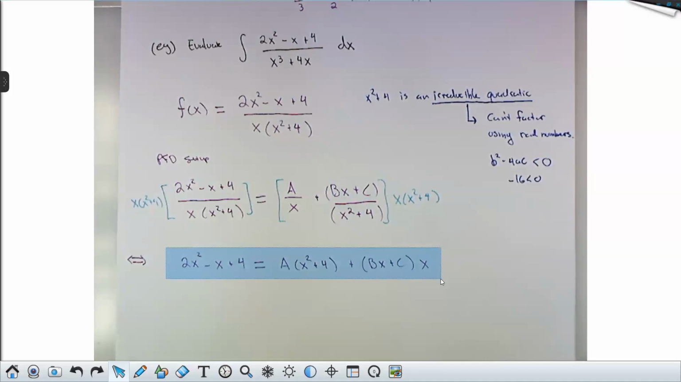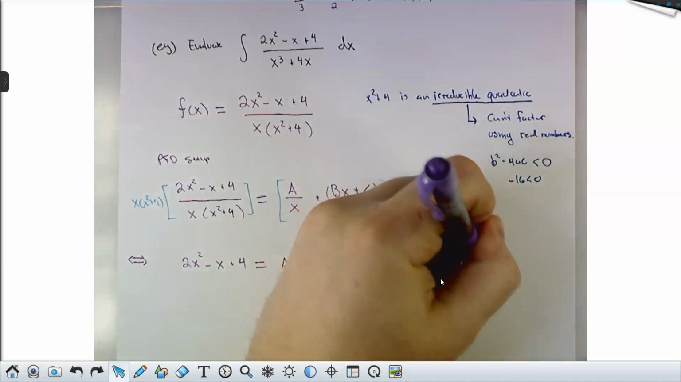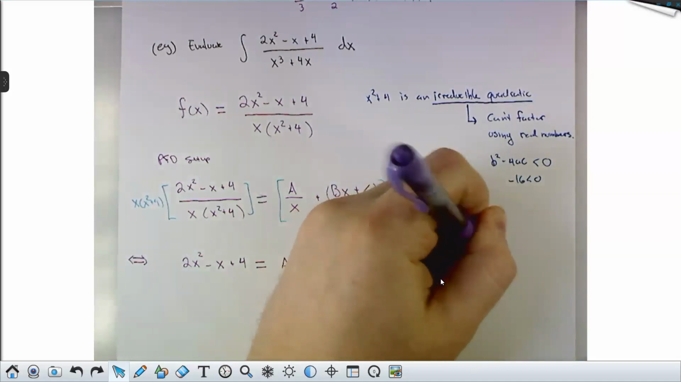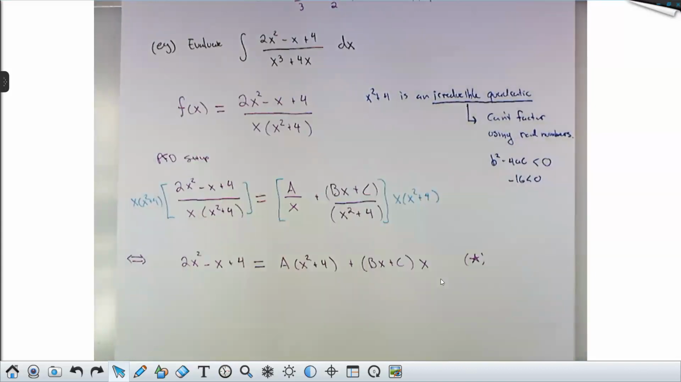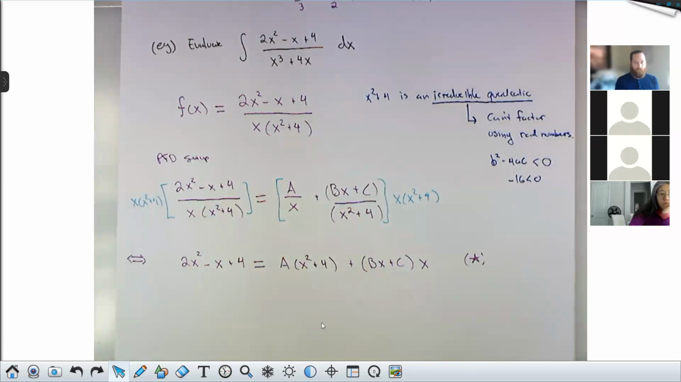This is the equation that I was calling star yesterday, so I will label this as star. And it is at this step where we can use the Heaviside trick to recover as much as possible. So is there a number that would be really nice to plug in to star? A number that we can plug in for x in this equation that will make a lot of stuff go away at once.